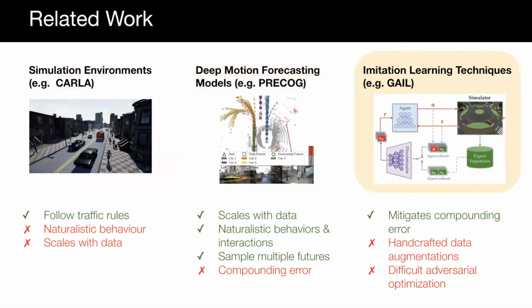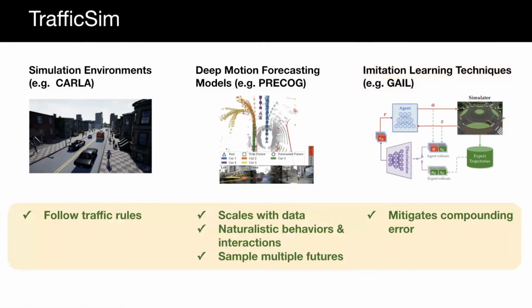Imitation learning techniques have been proposed to mitigate such compounding error, but the most popular approaches require either manual data augmentation or difficult adversarial optimization. Thus, we propose TrafficSim, which aims to combine the best of these three worlds.